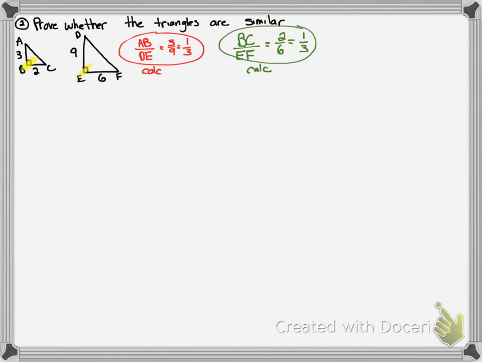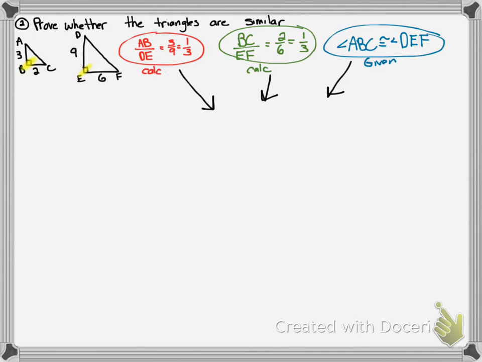So draw your last bubble before we prove they're similar. So make sure you use three letters, and that B is the middle one, and E is the middle one. Then these three bubbles tell me that my triangles are similar. So maybe triangle ABC is similar to triangle DEF. And the reason is side-angle-side similarity.